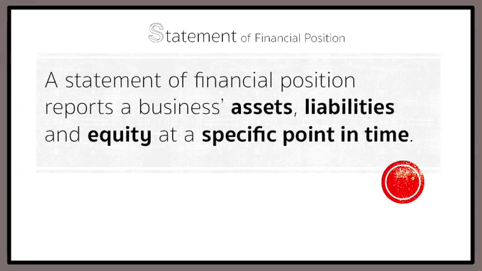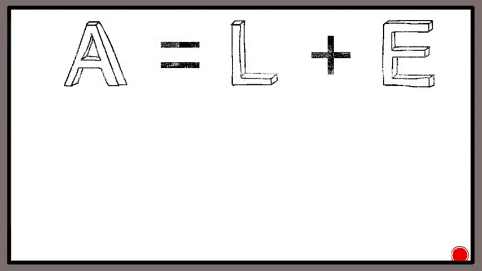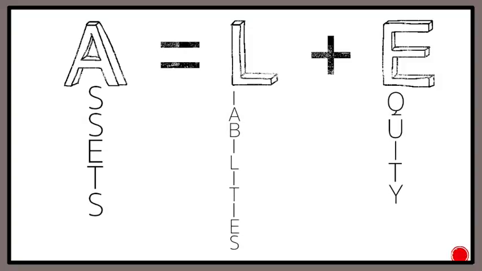It questions what a business owes and what it owns. A statement of financial position reports a business's assets, liabilities, and equity at a specific point in time. So A equals L plus E. This is the accounting equation, and it means assets equals liabilities plus equity.